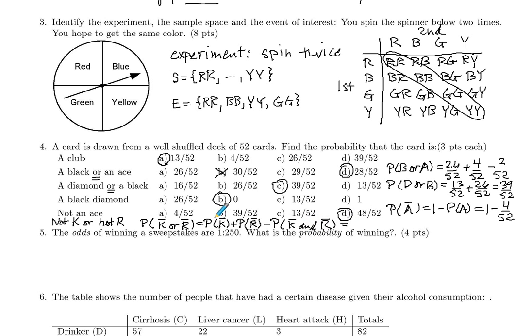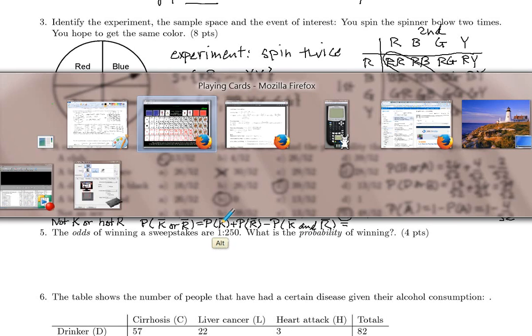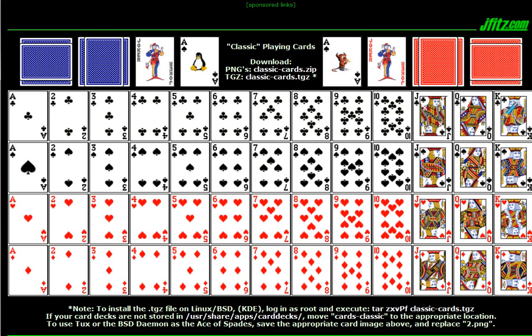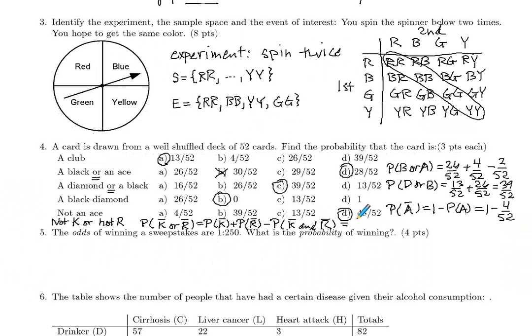Okay, so first let's do not king. So probability it's not a king. Kings, there's 1, 2, 3, 4 kings. So that leaves 48 left that are not kings. So that's going to be 48 out of 52. Plus the probability it's not red. Well, that's just saying it's black. So there's 26 out of 52.